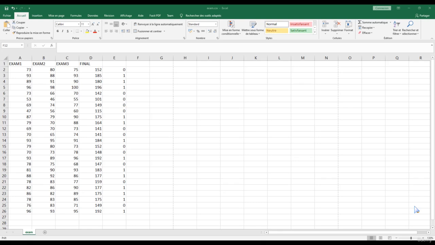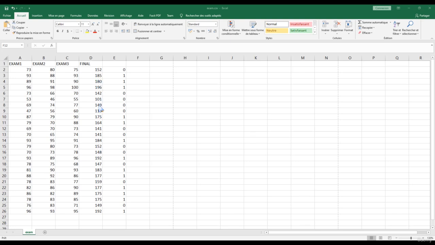In this subsection, we shall practically apply logistic regression. Recall the exam dataset we had seen previously. We have exam 1, exam 2, exam 3, and then the final mark. When a student has a mark of, say, 73 on 100, 80 on 100, and 75 on 100 on exam 3, we're able to predict a final mark.